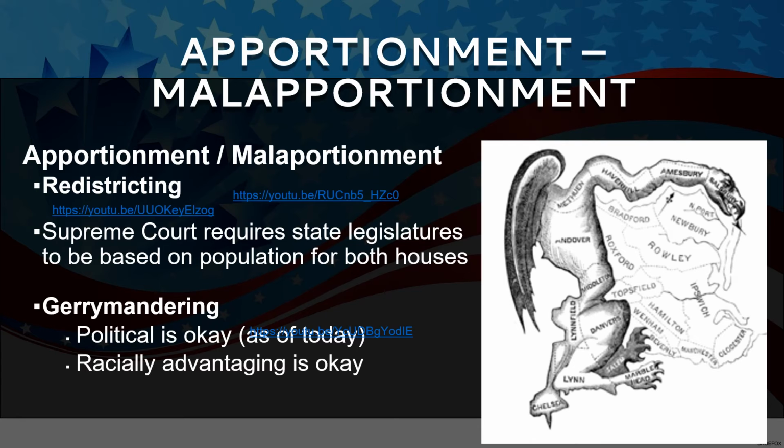So apportionment is basically how states are divided up to determine the representatives for their state, whether it's at the state level or the federal level. Malapportionment is when it's not done correctly, so it's done in a way that hinders or hurts a group of people. Redistricting takes place every 10 years after the U.S. Census takes place and populations are readjusted for the U.S. House of Representatives. And states do have some similar way of doing that within their state as well, because as mentioned before, the Supreme Court requires state legislatures to be based on population for both houses.